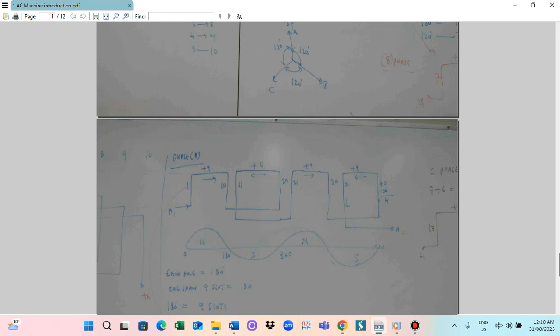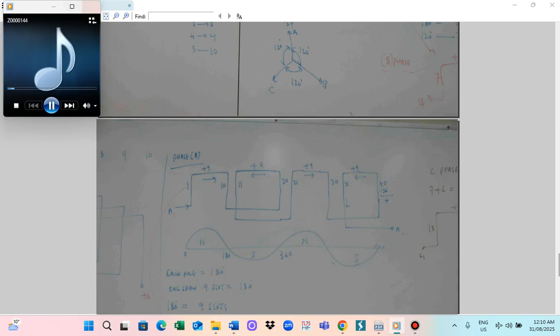AC machines have two portions, the synchronous machine and the induction machine. The synchronous machine is the G43 and the induction machine is the G45.